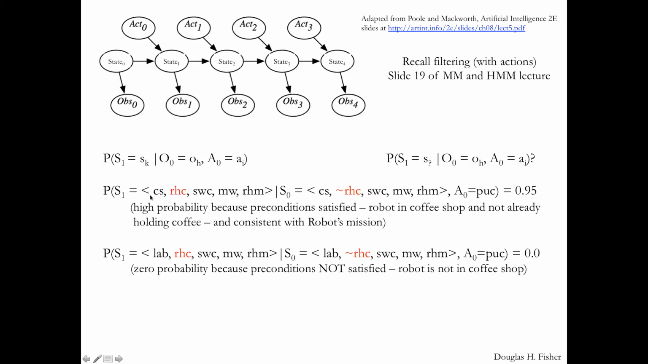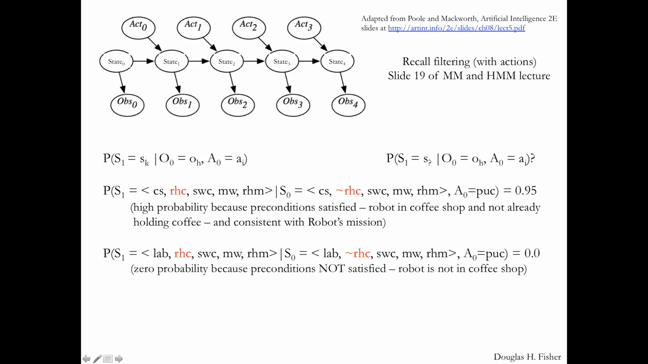The conditional probability of this state, given a prior state and an action, pick up coffee, in this case is very high. And we might expect this to be high because the pick up coffee preconditions are that the robot is in the coffee shop and the robot is not holding coffee. And this is also consistent with the mission of the robot, which is to deliver mail and deliver coffee to office personnel. So we would expect this to be a high probability.